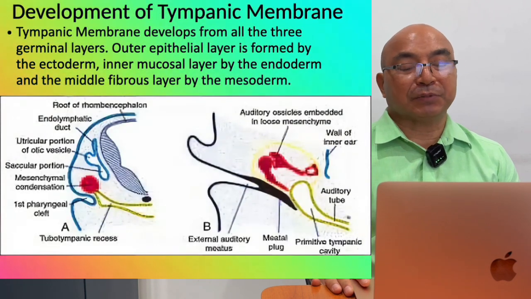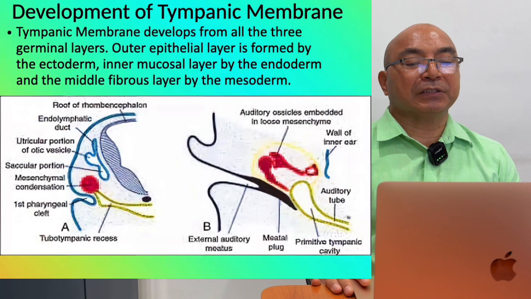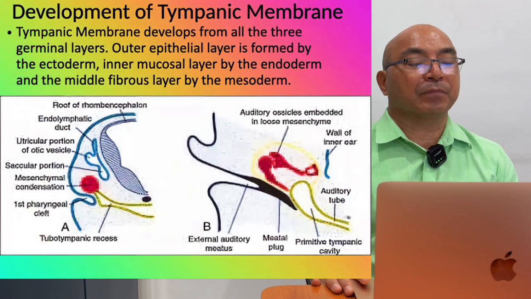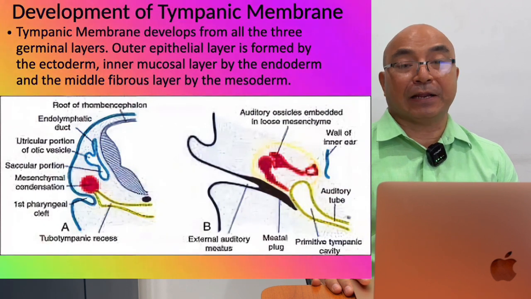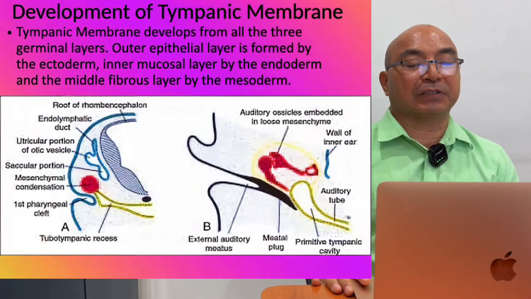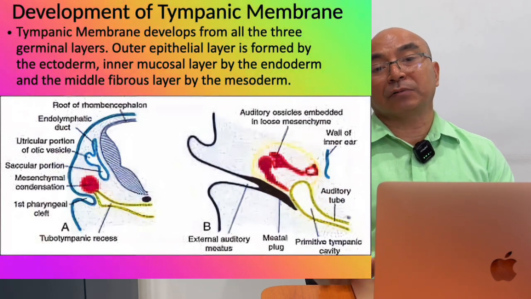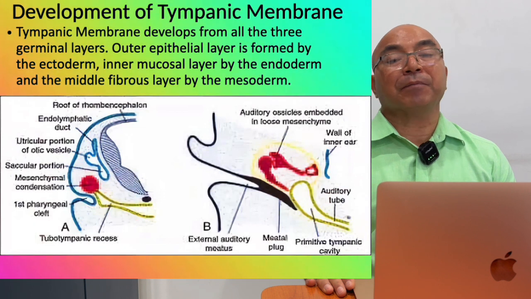Next, development of the tympanic membrane. The tympanic membrane develops from all 3 germinal layers. The outer epithelial layer is formed by the ectoderm, the inner mucosal layer by the endoderm, and the middle fibrous layer by the mesoderm. So this ends the lecture on the external ear.